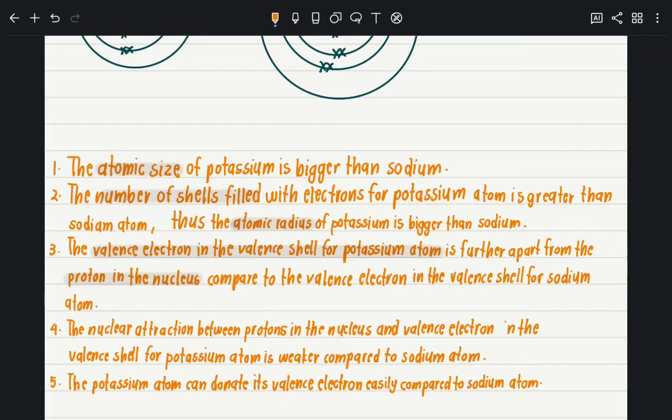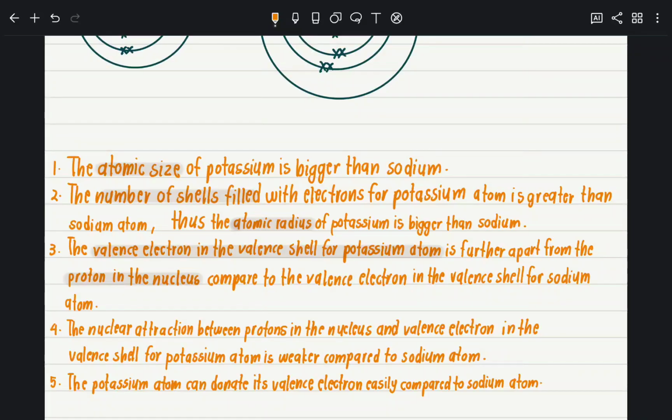And then the nuclear attraction force. So nuclear attraction force between what? Between protons in the nucleus and valence electron in the valence shell. In the valence shell for potassium atom is weaker compared to sodium atom. Thus, potassium atom can donate its valence electron easily compared to sodium atom. So this is your full marks.